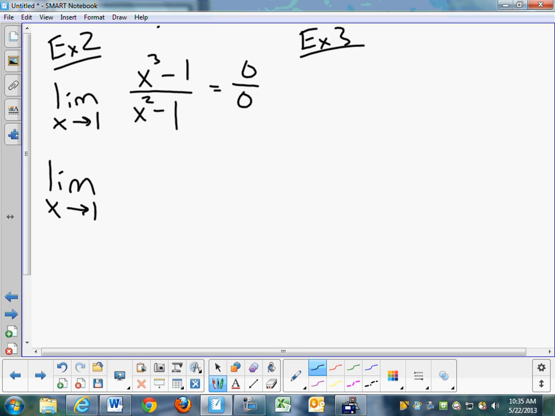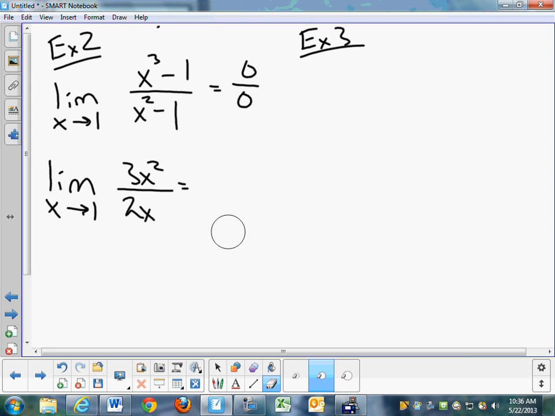I take the derivative. What is the derivative of x to the third minus 1? 3x squared. What is the derivative of x squared minus 1? Plug in your values. Over 2. So now you can plug in your values. That would tell you your limit.